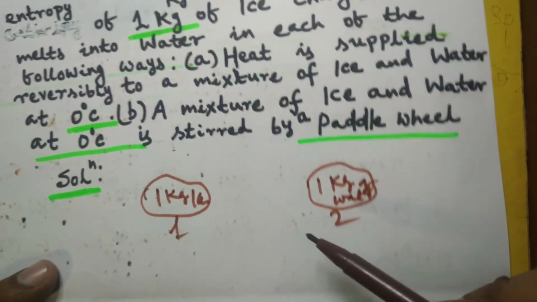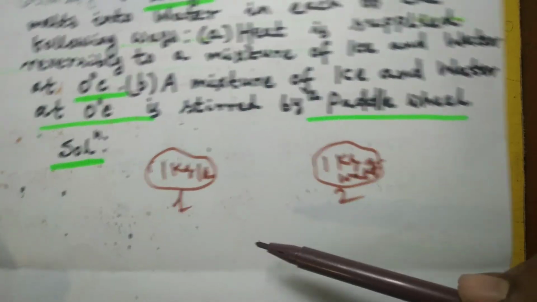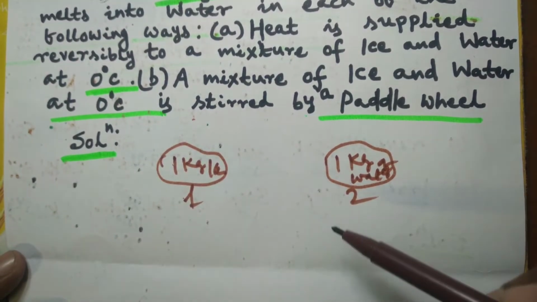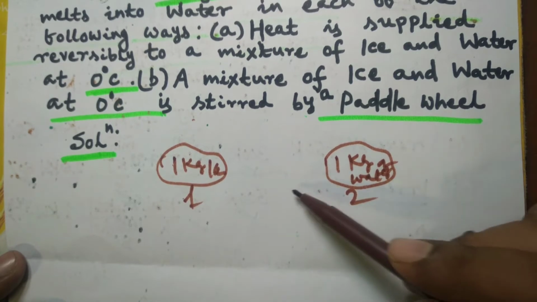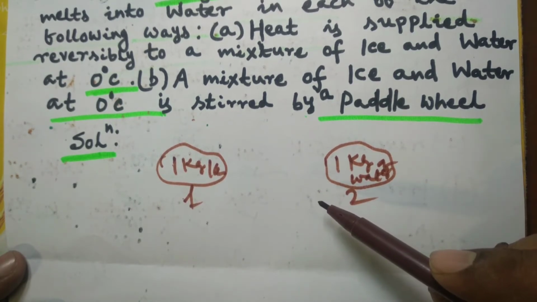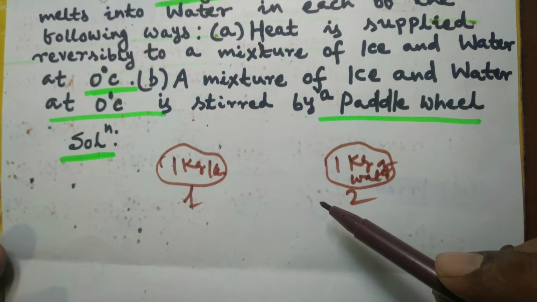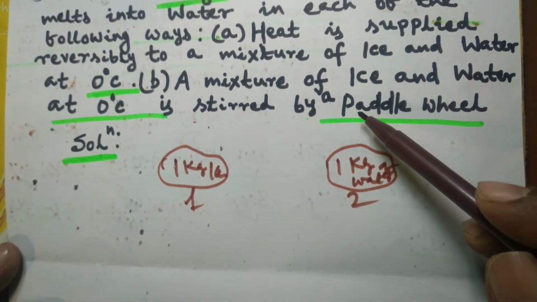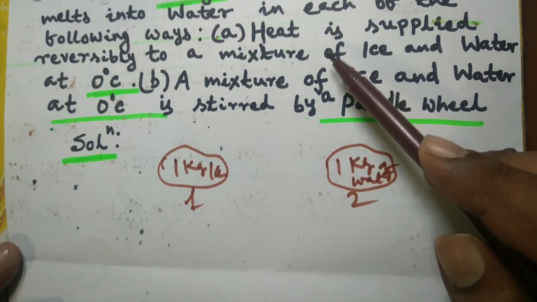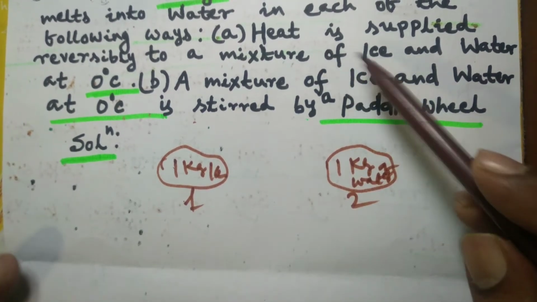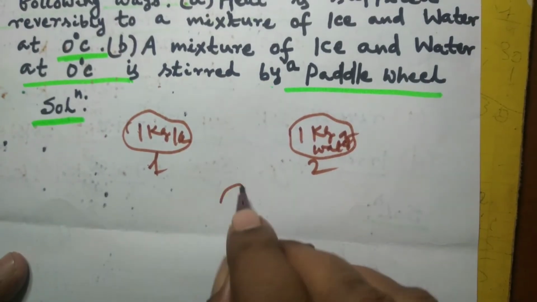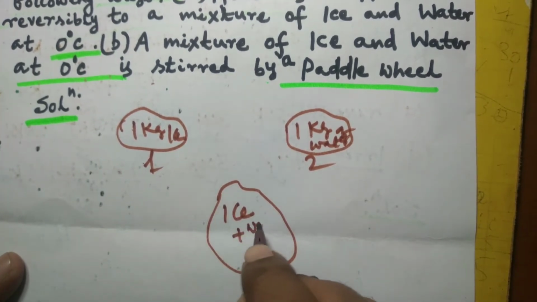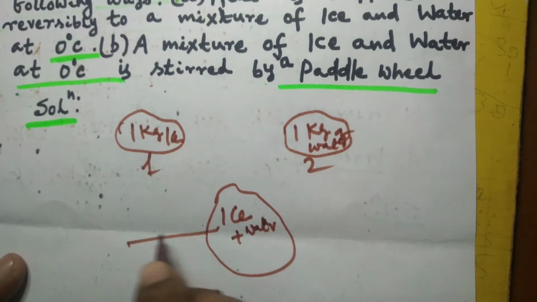So that means entropy is a state function. No matter what path the system may follow during this process, the change in entropy will remain the same because entropy is a point function or property. So in both the cases, the answer would remain the same. But you see, in the first case, there is a mixture of ice and water, and heat is supplied to it.